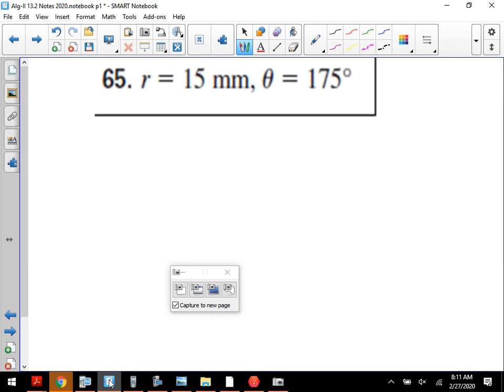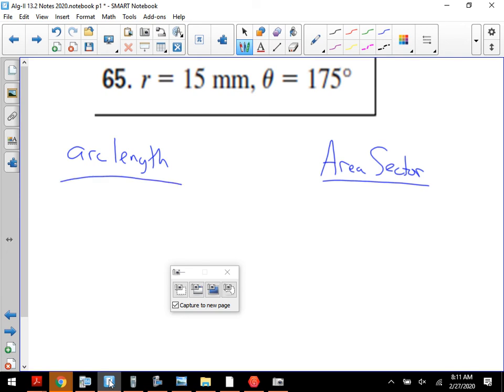Same idea, arc length. Take a second and try them with that one. I have to yell at you if you forget to label.